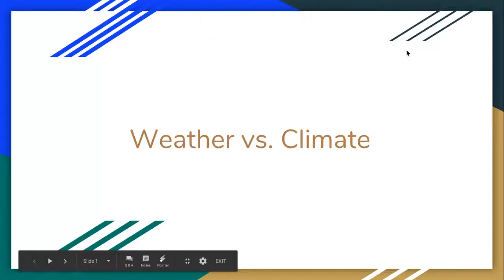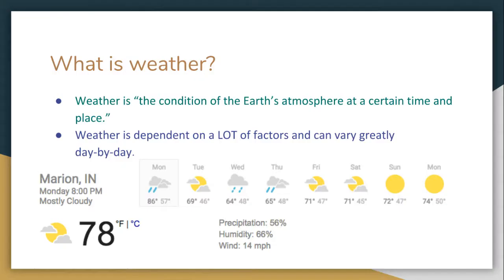This video is about weather versus climate. First off, what is weather? Weather is the condition of the Earth's atmosphere at a certain time and place. So basically, how is the sky doing at a certain time and a certain place?